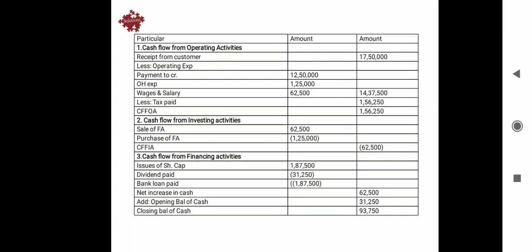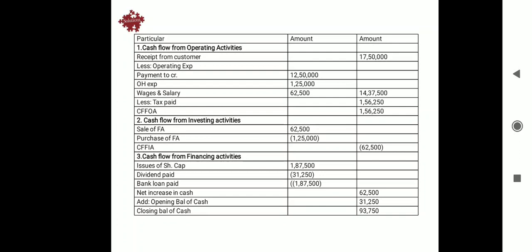Next we have the third main heading, cash flow from financing activities. We have checked which items will come here. The very first item is the issue of share capital, which is a source of cash, and then dividend paid, which is an application of cash. Whatever amount is written in brackets shows the application. Then we have bank loan paid, we are paying, so that is again an application. Finally calculating all these, we have in the outer column 31,250, which is again negative.